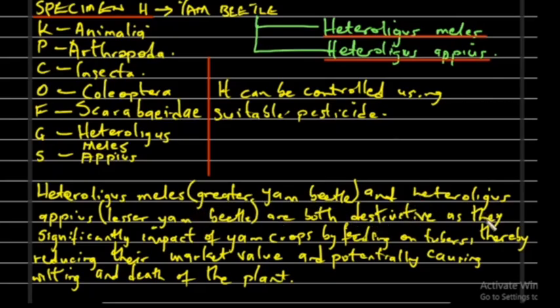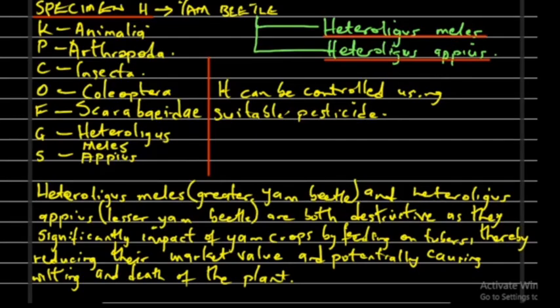But both of them are destructive. That is their economic importance. They are destructive as they significantly impact yam crops by feeding on the tubers, thereby reducing the market value and potentially causing wilting or death of the plant. Even on the farm, they just burrow into the soil and eat up the yam tuber. It can be controlled using suitable pesticide.